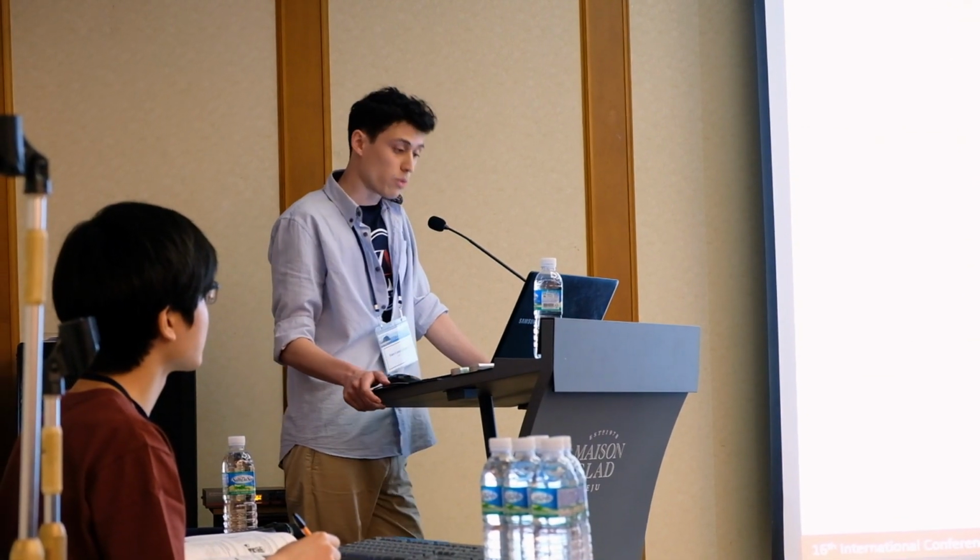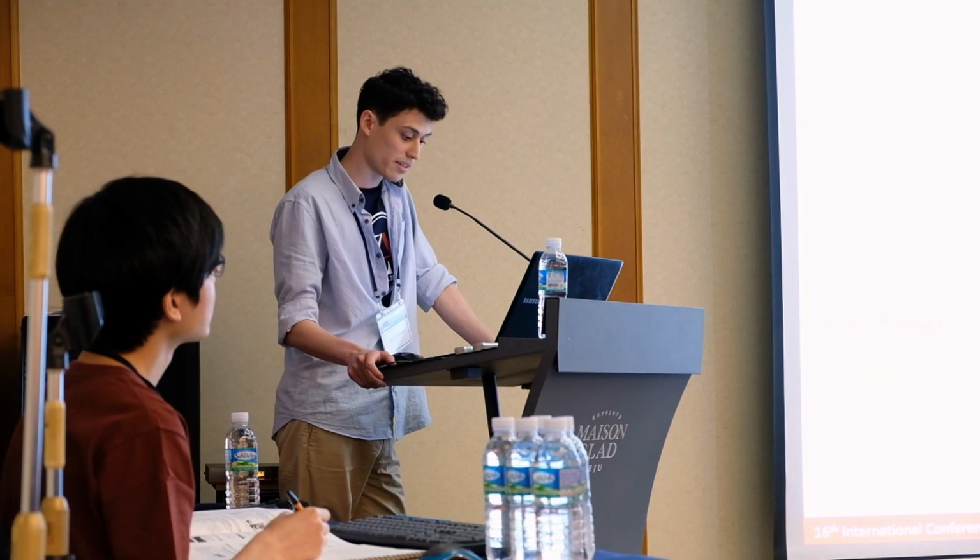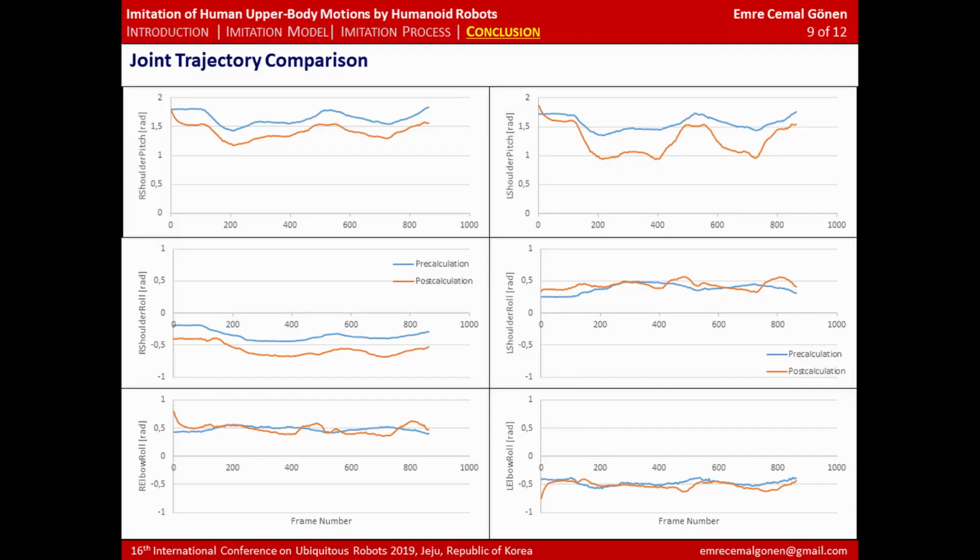And now I want to compare my solution. These graphs show the joint trajectory for the model and for the robot. Blue lines show the human joints, and orange lines indicate robot joints after inverse kinematics. As you can see, they are quite close if you consider the joint limits of the robot.